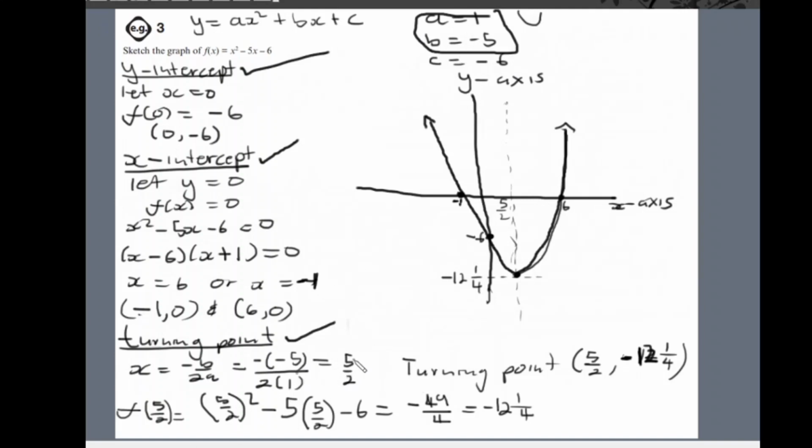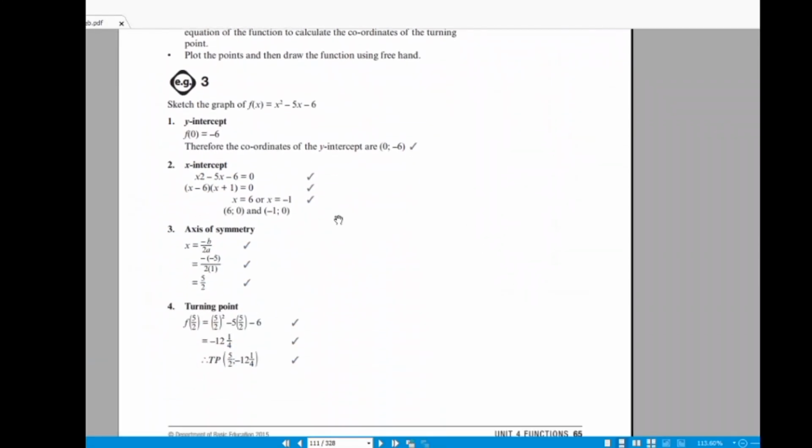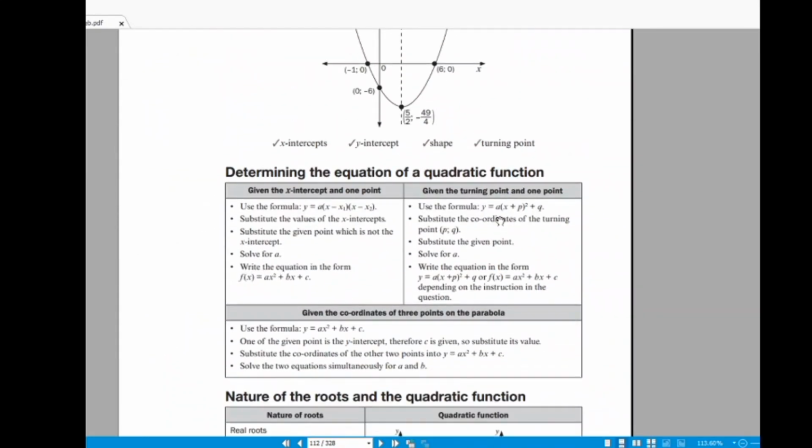After getting that x value, you substitute it in the equation to get the y value, and then you'll have your points. Then you plot them on a Cartesian plane and connect them with a line, and you'll have your parabola, and then you'll be done. Okay, so these are the steps to follow. This is the graph.